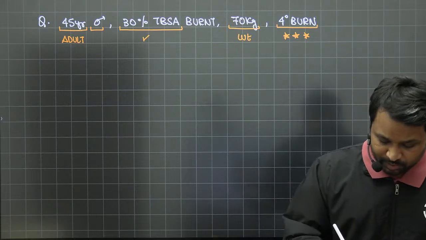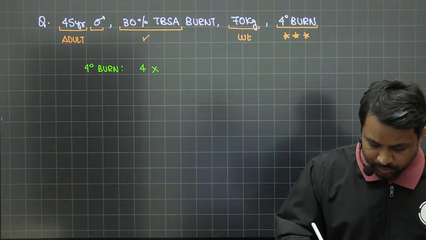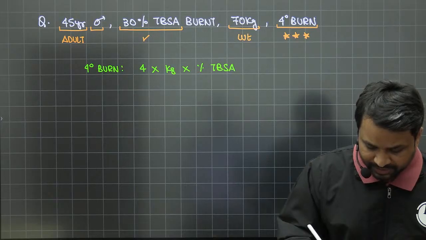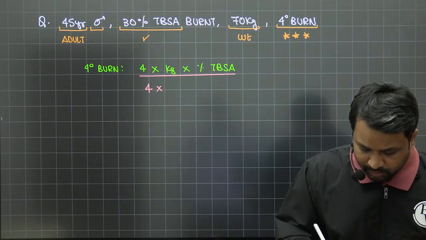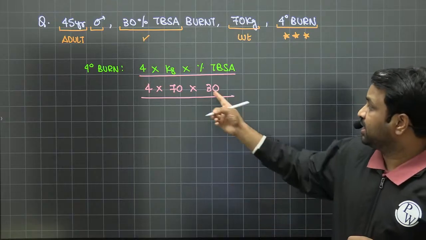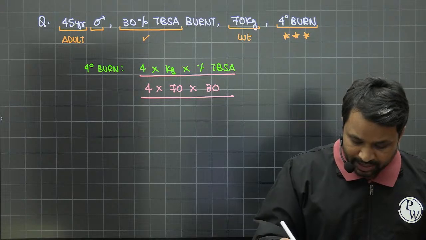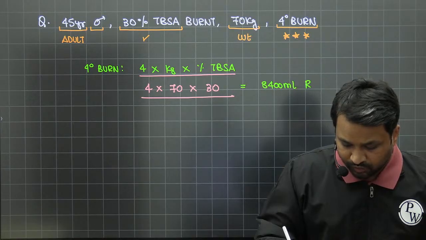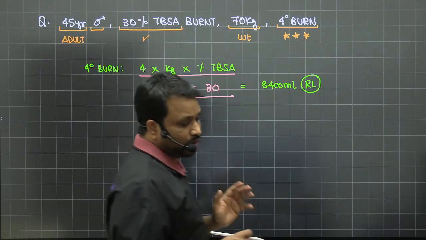For a 4th degree burn, we all know the formula. It is going to be 4 ml per kg per percentage of total body surface area burnt. If I substitute these values, it is going to be 4 ml, 70 kilograms, 30% of the total body surface area which is burnt. Now when you calculate this, it is going to come down to 8,400 ml of ringer lactate, right? It is 8,400 ml of ringer lactate that we are going to get here.